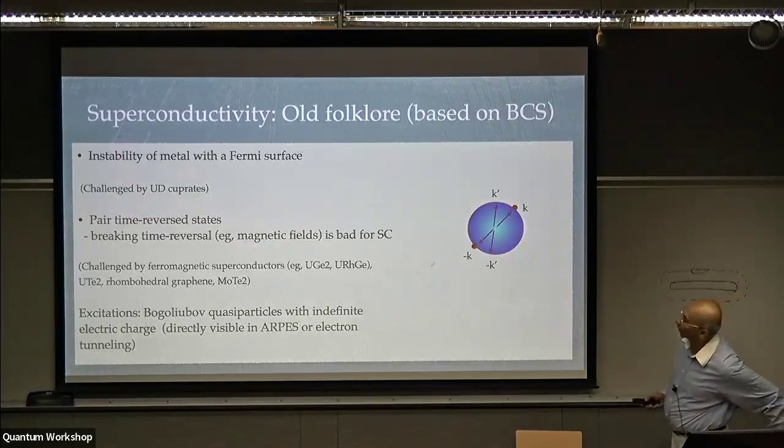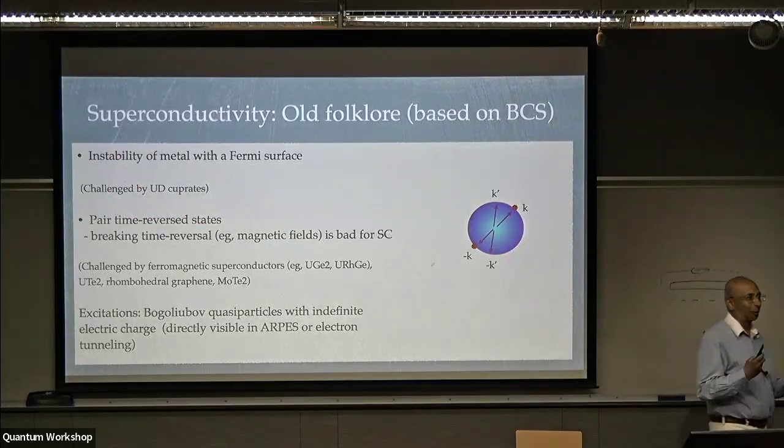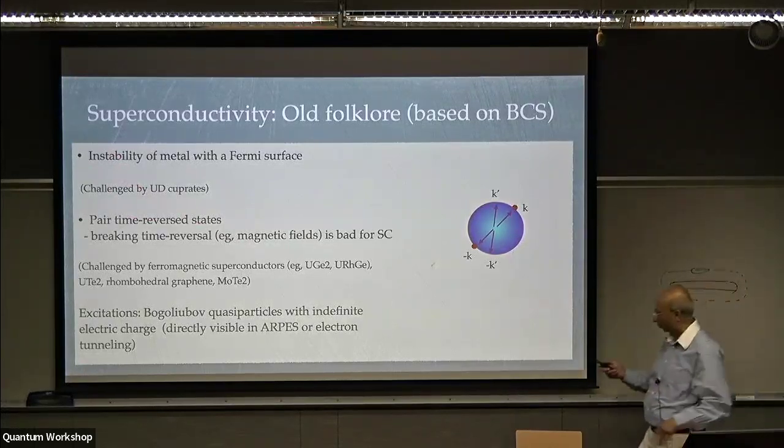So this stands for underdoped cuprates. Today, in the normal state, there is no Fermi surface. At best, there are Fermi arcs. Who knows what's going on?